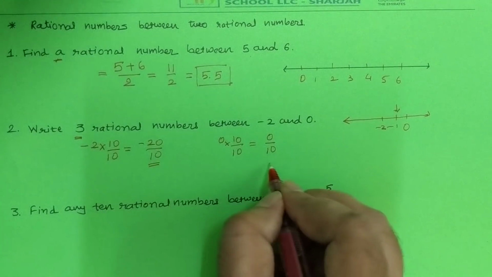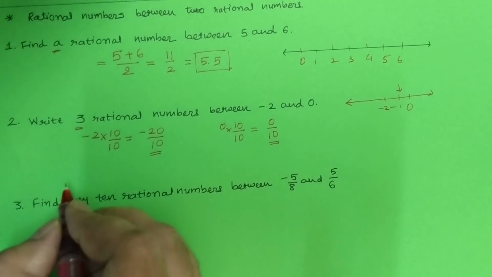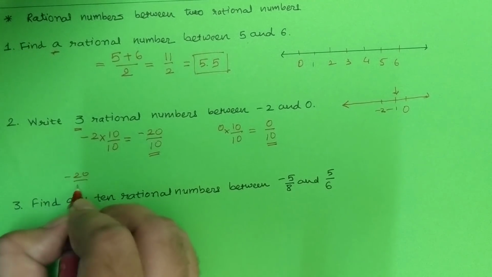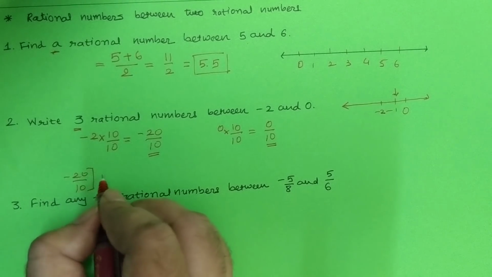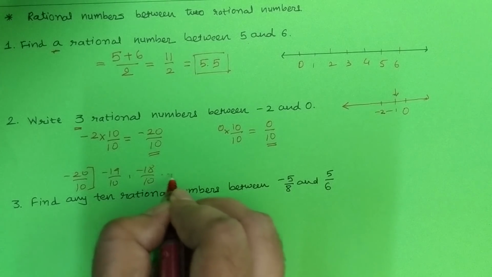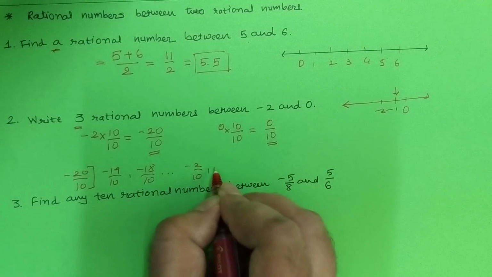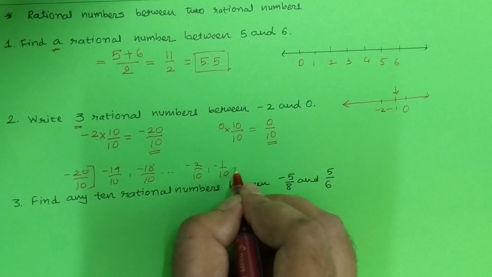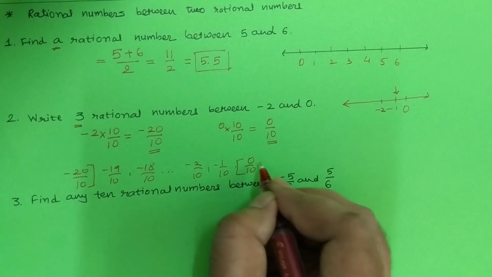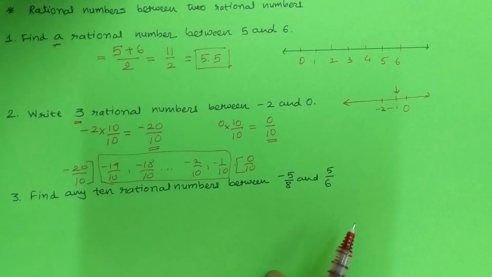So here I have two numbers, so minus 20 by 10, and so I can write so many numbers between them. So minus 20 by 10, which is not included. Then I will write minus 19 by 10, minus 18 by 10, and so on. Then I will write minus 2 by 10, minus 1 by 10. These all are the numbers which is in between, and this 0 by 10, that is called 0. So these all are the numbers which we can find, right?